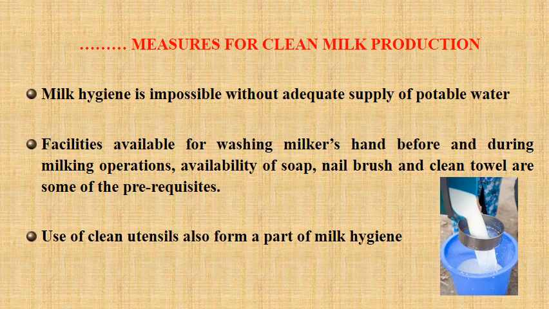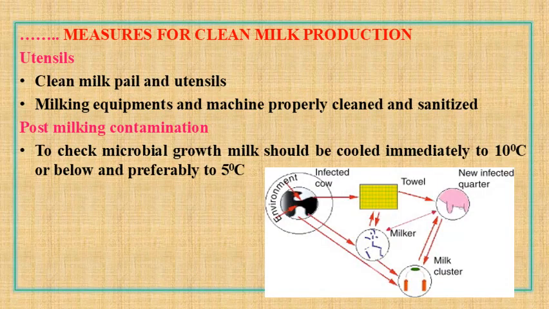And then the nail brush, that is, the nails should be properly trimmed, because these hands and fingers are going to be used for milking, which often causes injury to the teats. Then use of clean utensils also forms a part of milk hygiene. I have already mentioned that all the utensils should be properly cleaned, sanitized and dried to avoid contamination of the milk.